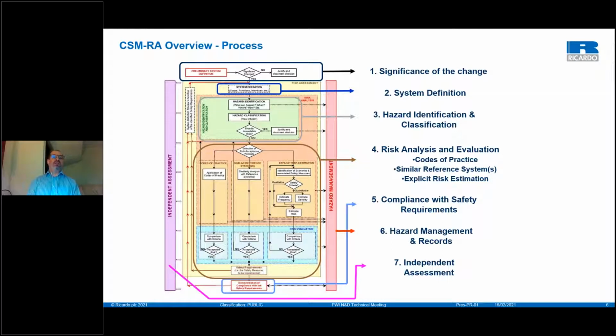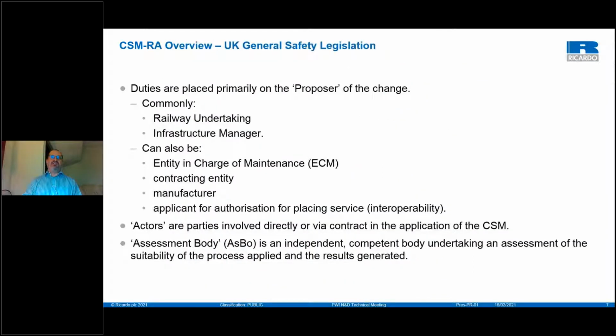Just a quick note on the two vertical bars, the independent assessment and the hazard management activities. They are both undertaken throughout the project. However, they don't commence until you've undertaken your significance assessment. So, quickly go through the significance assessment. No, I won't. I'll go through some general safety legislation.